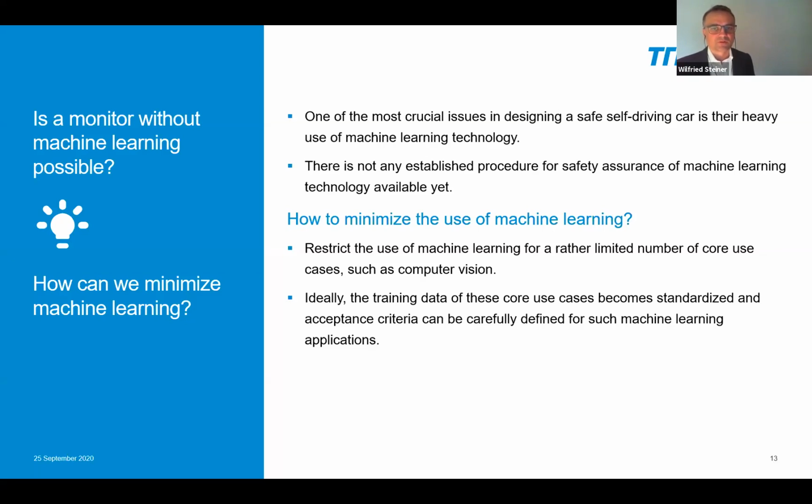So what do we do about it? Well, I think we can look at this problem from an operational design domain perspective, because there is a hope that with the first applications of automated driving systems being on the highway, the operational driving domain is simple enough that we can construct a safety monitor that operates without machine learning techniques.